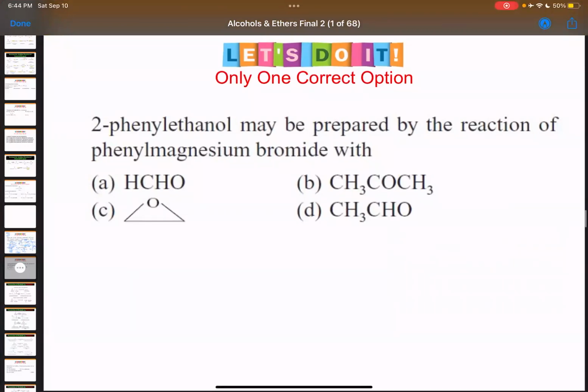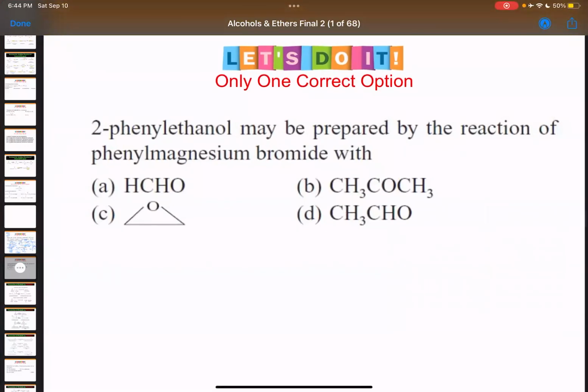So what's going to be the answer to this one? One second. Which one?